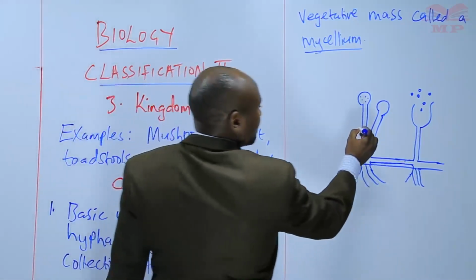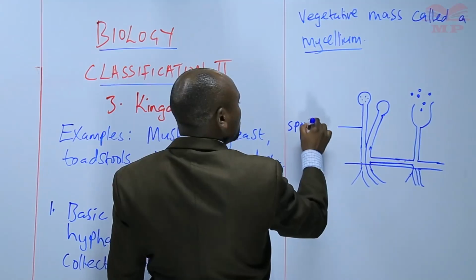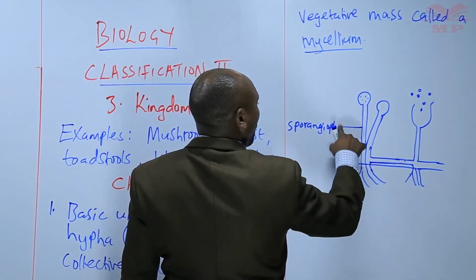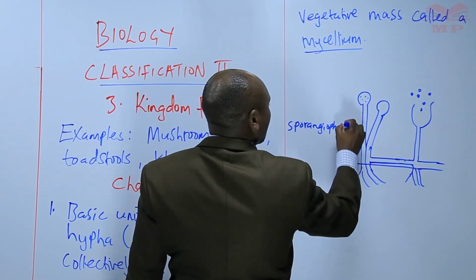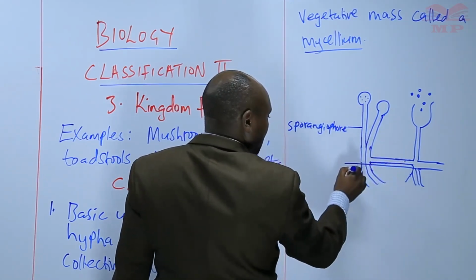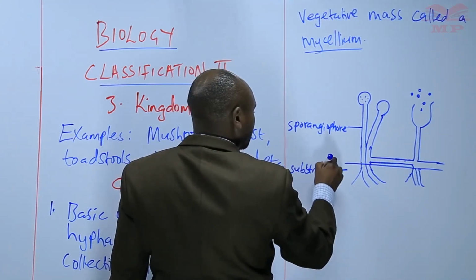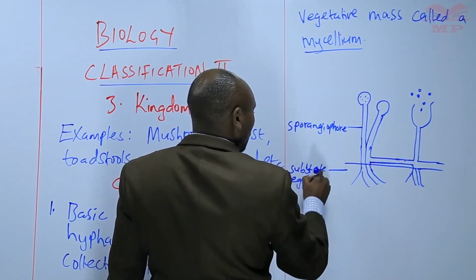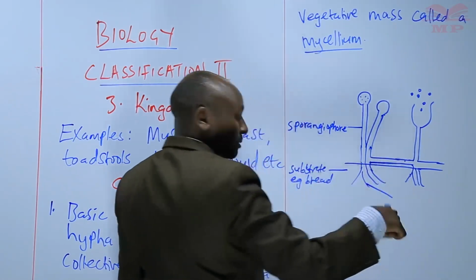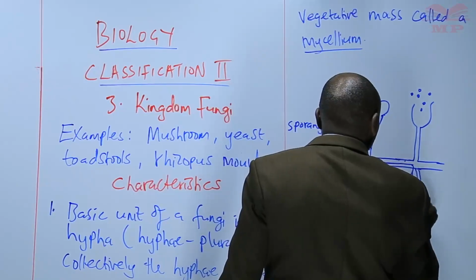So the vertical part of the hyphae, we refer to it as the sporangiophore. It's vertical. Then the part that grows on the substrate, this is the substrate, e.g. the bread, e.g. the bread mold. So we have the part that grows into the bread. We refer to them as the rhizoids. They look like roots.